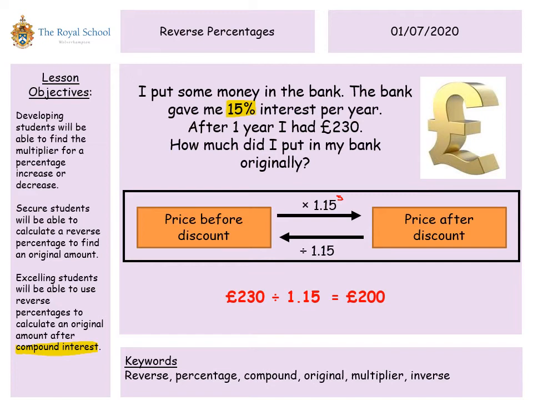And then obviously when we're reversing it, we'd divide our new amount in the bank by 1.15 to the power of 5 if it was 5 years. So you can change that according to your compound interest calculations.